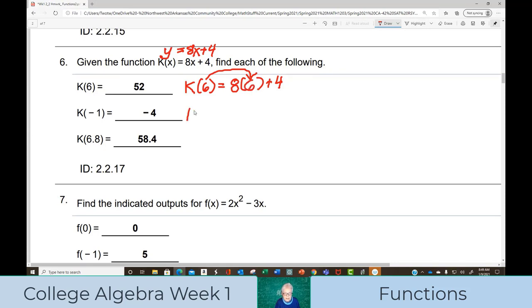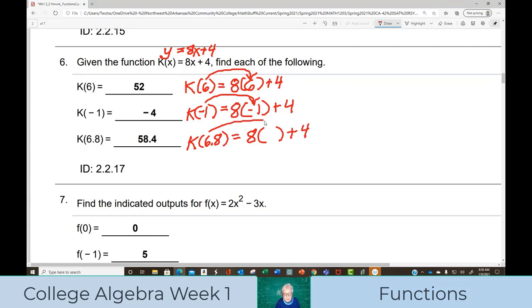Over here, k of -1. -1 gets put right here, where the x was. K of 6.8. I am going to have to finally drag out my calculator, maybe. I take 6.8, I put it in here.